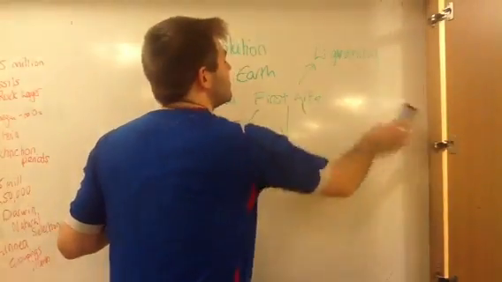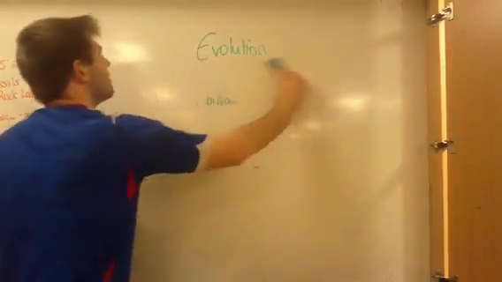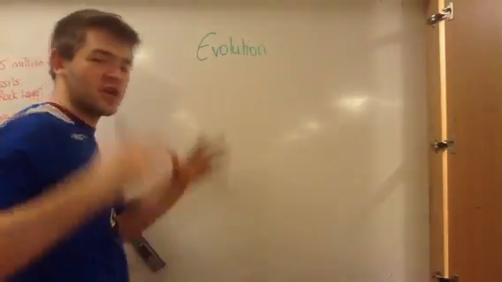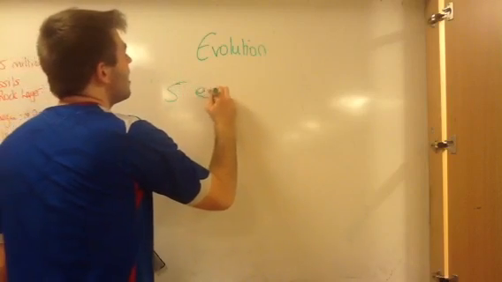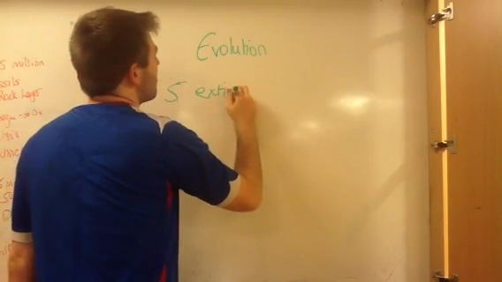And sometimes we've had cases where evolution has gone down. There have been in total 5 what we call extinction periods.